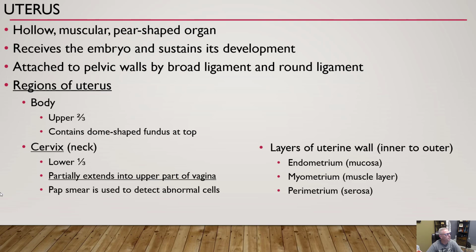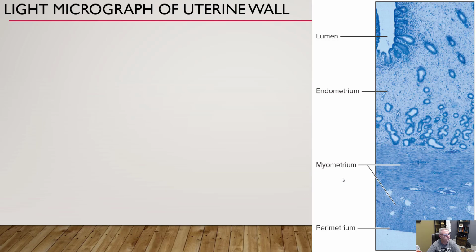in the uterus. The cervix itself, it's the lower third, partially extends into the top part of the vagina. That's what practitioners will use when they do a pap smear to look for any STDs or cervical cancer, stuff like that. We already talked about the layers of the uterine wall, the endometrium, the myometrium, the perimetrium. Here you can see the uterine wall.